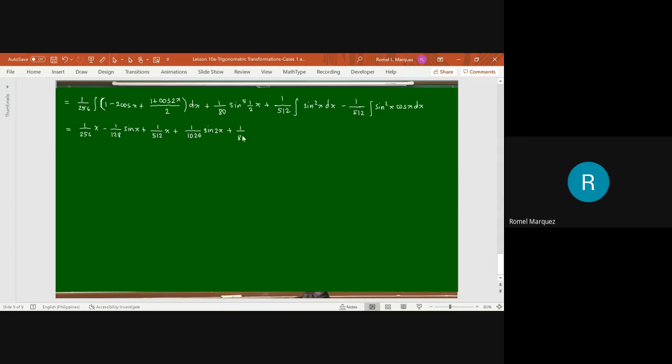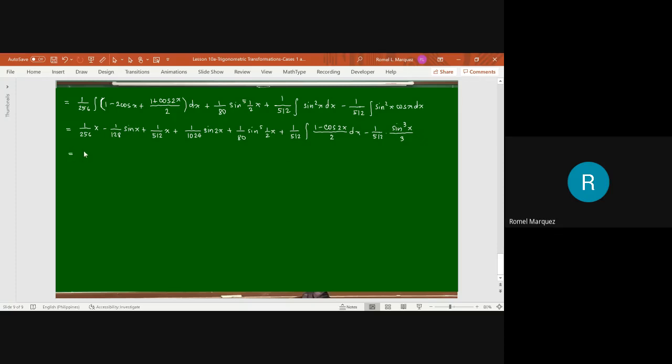Last copy. Ayan, malapit na. Sine to the 5th 1/2 x. And then plus, this is the last transformation, I think. Last na tong transformation na yan. Integral of 1 minus cosine double the angle all over 2 dx. And this is now ready for integration, the last integral. That is u to the n plus 1 over n plus 1. So sine cubed over 3.